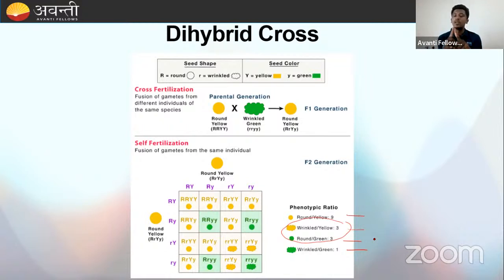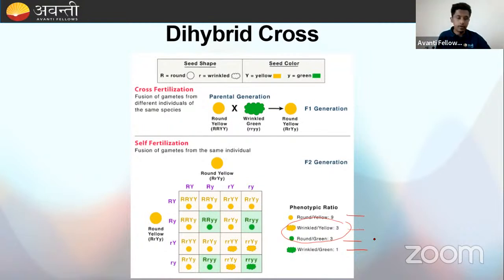So what does the law of independent assortment say? Whenever alleles coding for two different characteristics are in heterozygous condition, they always segregate independently of each other during gametogenesis. So when the gametes form, it doesn't matter if you are a capital Y, it doesn't matter if you are a small r. They independently segregate of each other. That is called the dihybrid cross law of independent assortment.